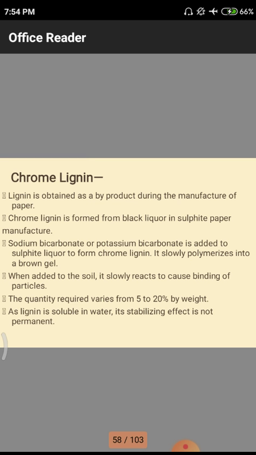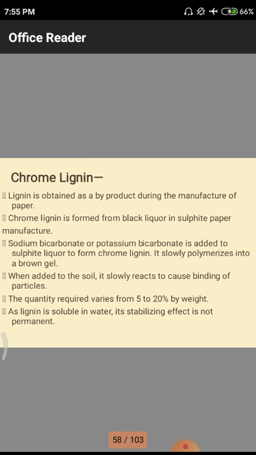By doing so, we decrease the pollution caused to the environment and soil. Here we use chrome lignin as a waste material, as a stabilizing agent to strengthen the properties of the soil. Chrome lignin is formed from the black liquor in sulfate paper manufacturing. Sulfate paper means, as we have different papers like bond papers, white papers and color papers, we also have sulfate paper. Those are used by photographic agencies, for example to get color photos and other things.